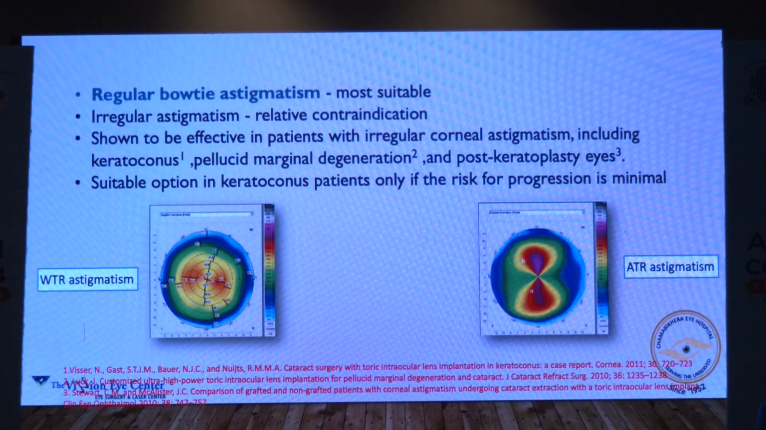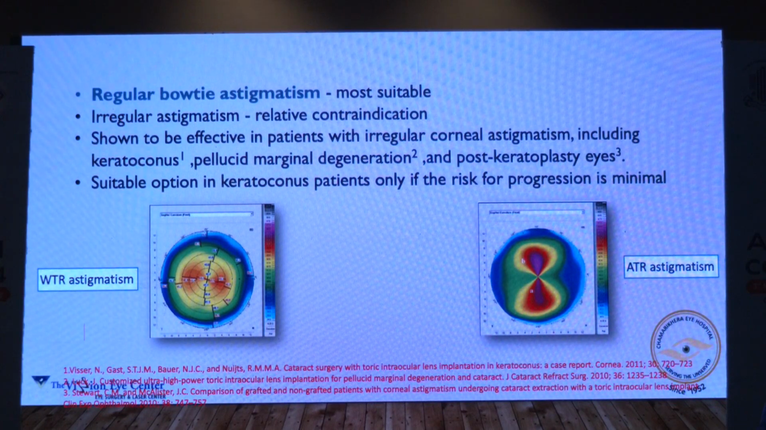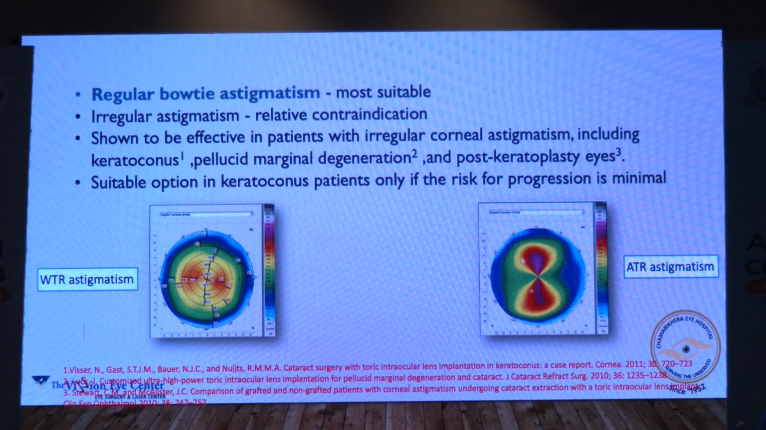So as sir was mentioning before, if you have a regular bow tie astigmatism, that is going to be the most suitable. An irregular astigmatism is a relative contraindication. It is shown to be effective in patients with irregular astigmatism, including keratoconus, pellucid marginal degeneration, and post-keratoplasty eyes, if on the Pentacam the EKR values from 2 mm right up to 6 mm are pretty much the same, and there is not much more than a 0.5 jump of the values from 2 mm to 5 mm of the cornea.